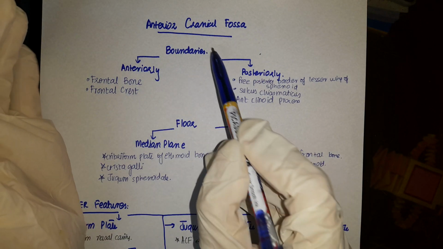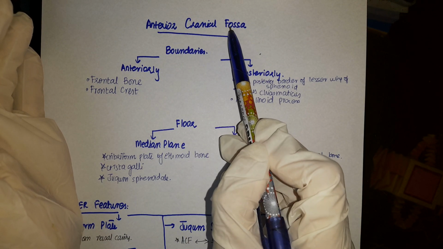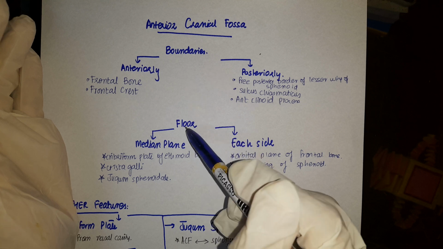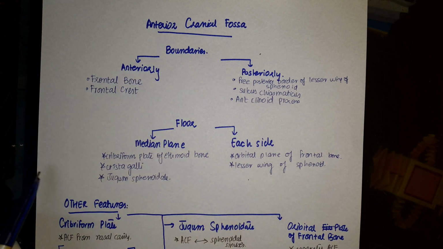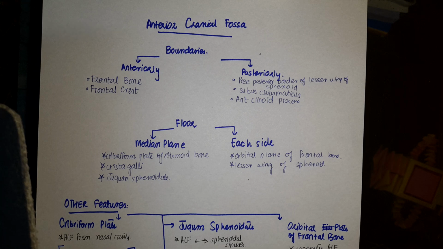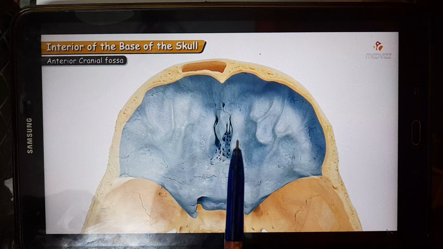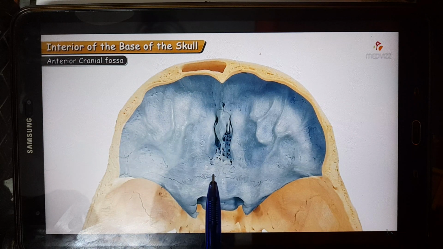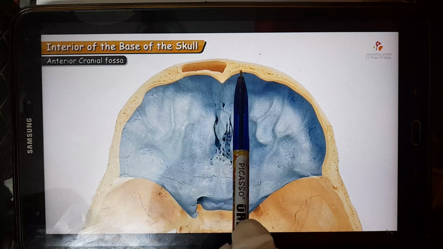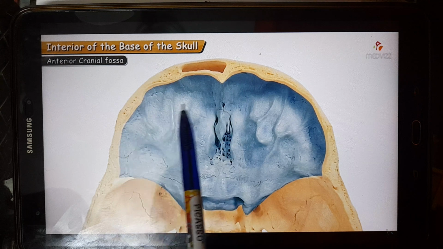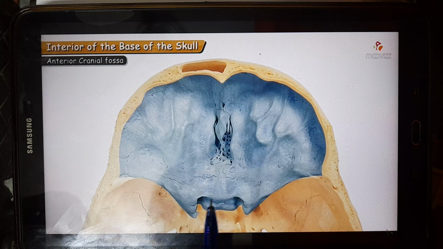So in this video, we are going to discuss the anterior cranial fossa, its boundaries, its floor and other features. First of all, I will bring this diagram in front of you all. This is the region that we are going to study. It has the anterior border, similarly the posterior border, etc. that we are going to discuss.